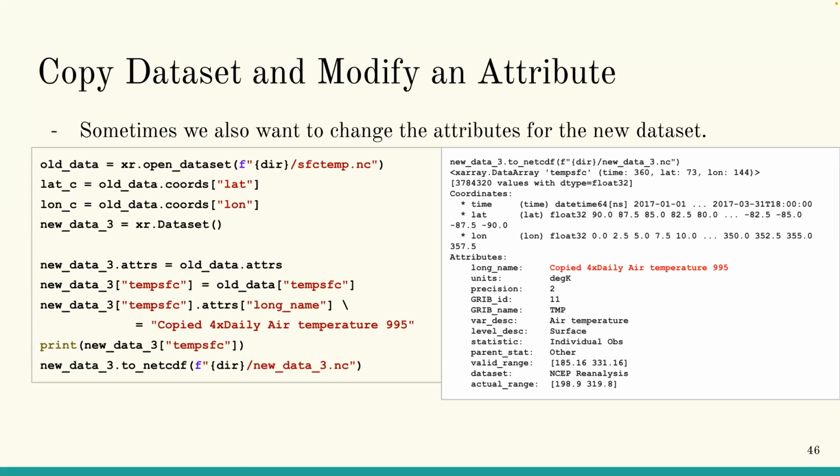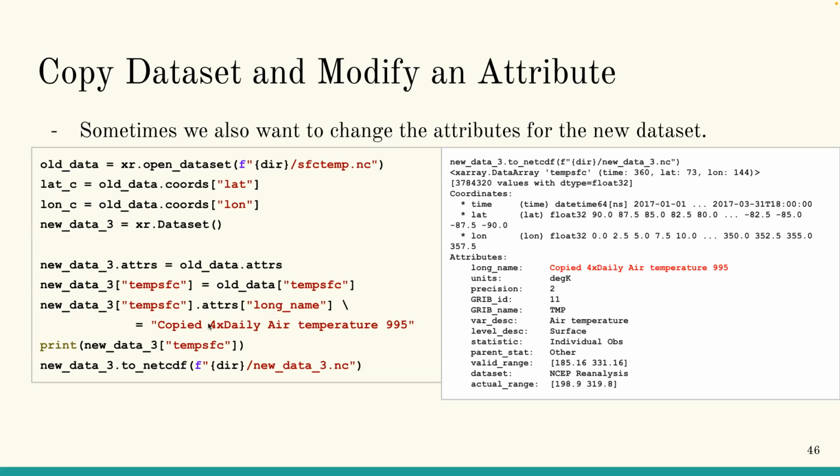Okay, what if we want to modify an attribute? We copy the old data to the new data set, and then we copy the attributes here, the old data attributes to the new data, and copy a certain variable from the old data to the new data. So now you have completed everything, right? They're exactly the same, but then you want to edit the long name of this variable in the new data. So this is how you do it.